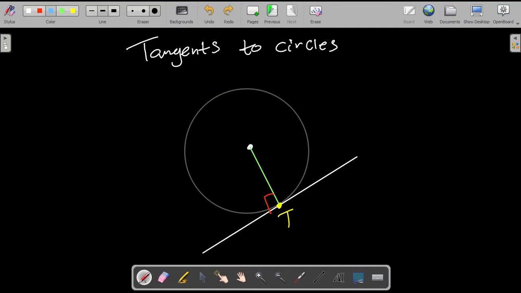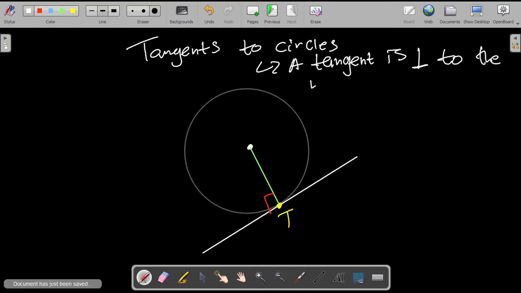So once again, let's write it in words. A tangent is perpendicular to the radius, or a radius, it's not a specific radius, to a radius at the point of contact.